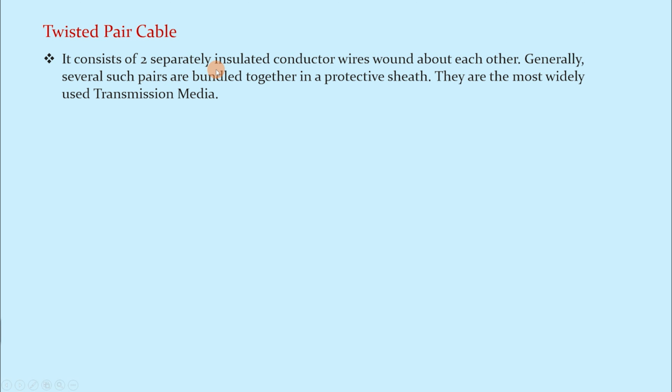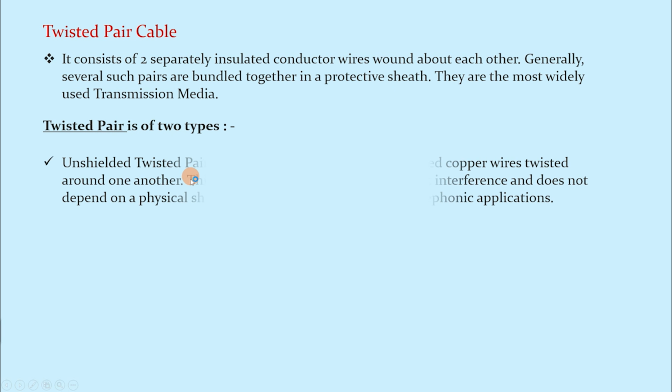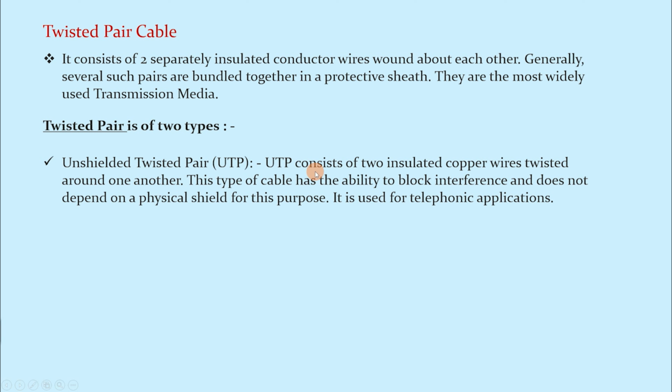Now twisted pair cable. It consists of two separately insulated conductor wires wound about each other. Generally, several such pairs are bundled together in a protective sheath. They are the most widely used transmission media. Twisted pair is of two types: unshielded twisted pair, that is UTP.